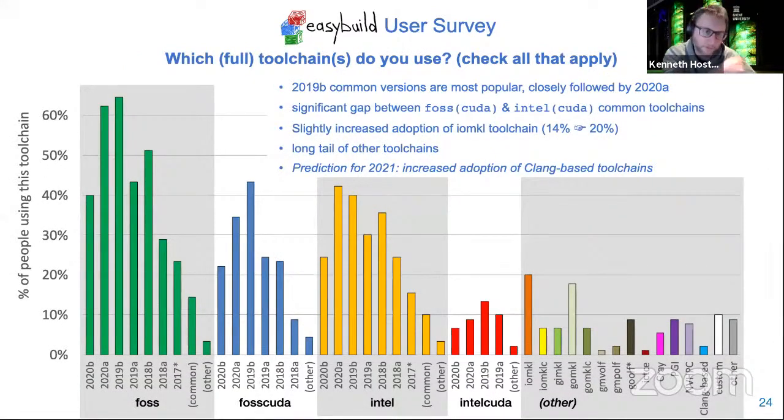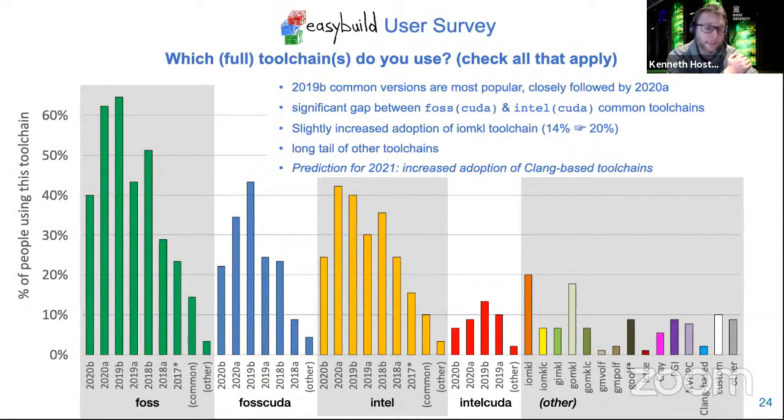Then more EasyBuild focused. So which toolchains do you use for installing software? I tried to organize things a bit more here than I did in previous years to get a better view on it. So all the green bars are versions of the FOSS common toolchain. Blue is FOSS CUDA, yellow is Intel, red is Intel CUDA, and then the last box is a big mix of things.